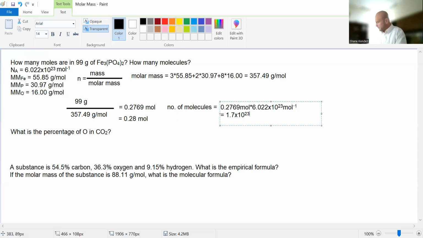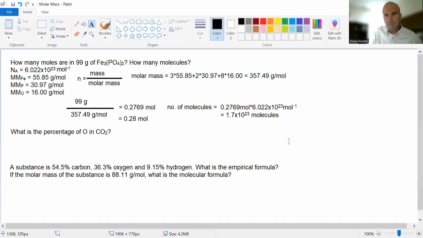Okay. I can put molecules here. Okay, so the Avogadro's number is just simply multiplied by the moles, and you'll get that.